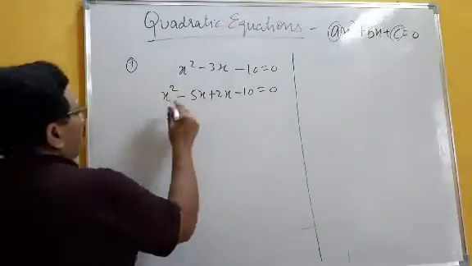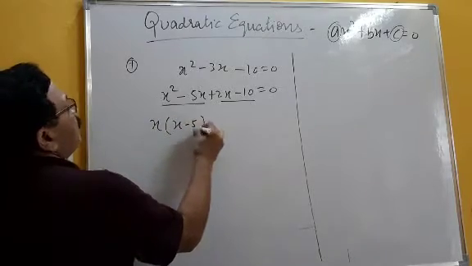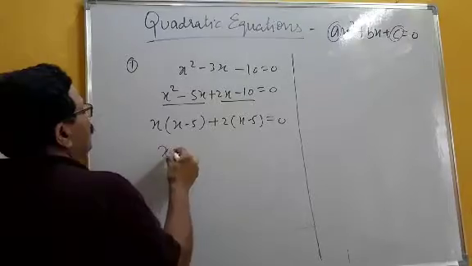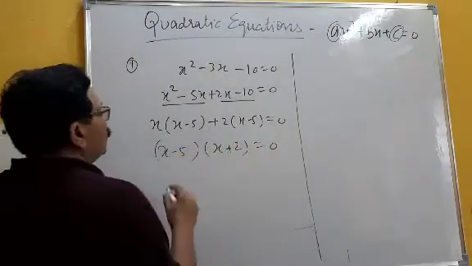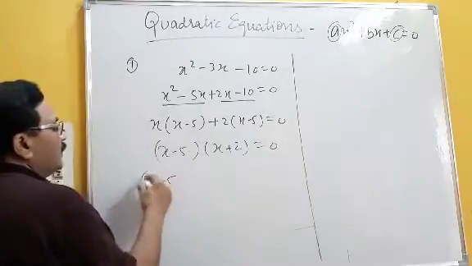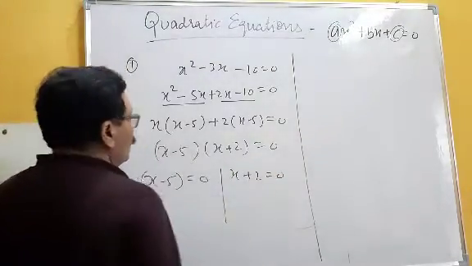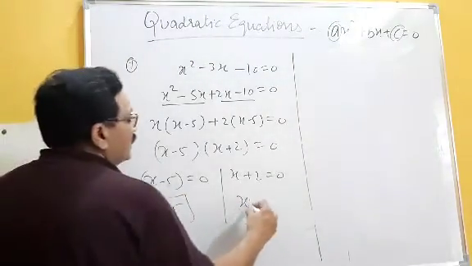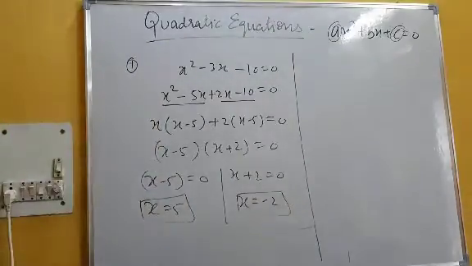So now you check here, x common, x minus 5, plus 2 common, x minus 5 equals 0. Then (x minus 5)(x plus 2) equals 0. Same as I told you, take x minus 5 equals 0 and x plus 2 equals 0. Then x equals 5 and x equals minus 2. So these are the roots of this equation.